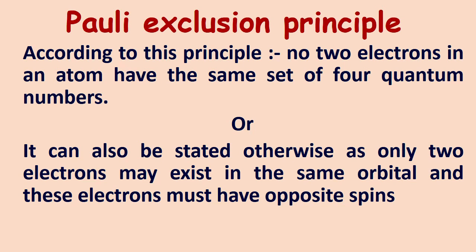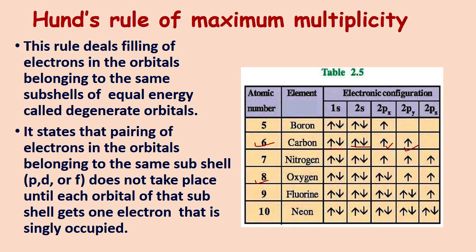anti-clockwise rotation. Hund's rule of maximum multiplicity. This rule deals with the filling of electrons in the orbitals belonging to the same subshell of equal energies, called degenerate orbitals, like filling of electrons in 2p orbitals or 3d orbitals. It states that pairing of electrons in the orbitals belonging to the same subshell does not take place until each orbital of that subshell gets one electron, that is, singly occupied.